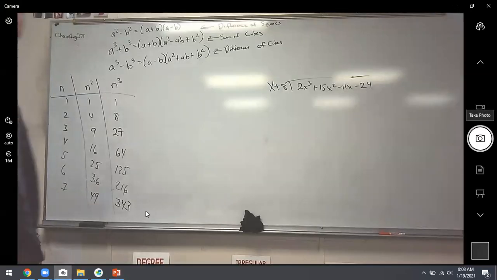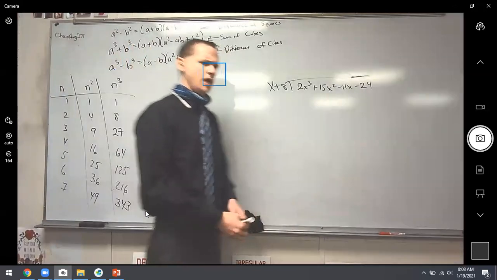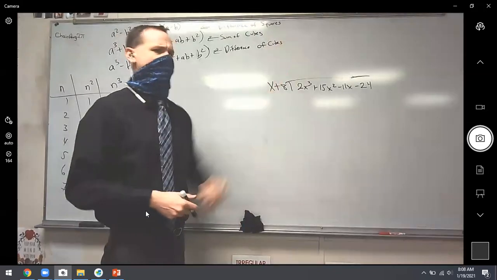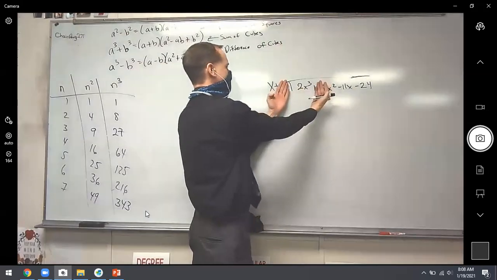If this really goes into it, when I do the long division, the remainder should be, what's the magic number? 0. All right, well, let's find out if that's the case. Here we go, doing the long division. Does this go into this evenly? Let's find out. Up top, when you do long division, ignore everything but the leading terms.